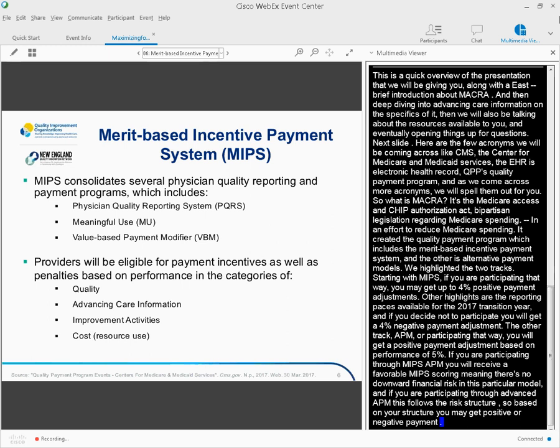So how are these included in the MIPS payment track? PQRS is now the Quality performance category. Meaningful Use is now the Advancing Care Information. Improvement Activities is a new performance category that they've introduced, and Cost is the Value-Based Payment Modifier.